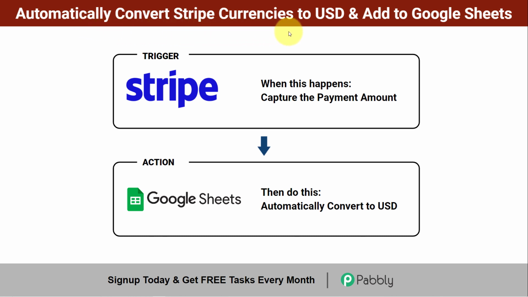Automatically convert Stripe currencies to USD and add to Google Sheets. So in this video, I'll show you how you can entirely automate your currency conversion task. Assume that you have captured the payment amount from your customer in the INR currency. Now you want the amount to be automatically converted into the USD currency, and that converted amount should be automatically added to the Google Sheets as well.